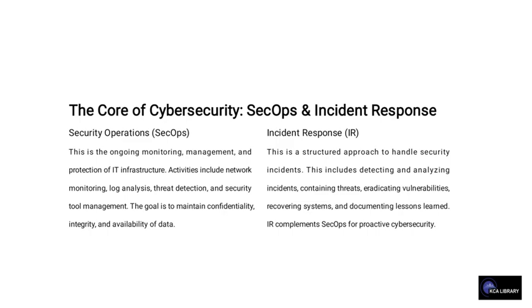Incident response is a structured process or approach to handling security incidents. This includes detecting and analyzing incidents, containing threats, eradicating vulnerabilities, recovering systems, and documenting lessons that have been learned. Incident response complements security operations for proactive cybersecurity.